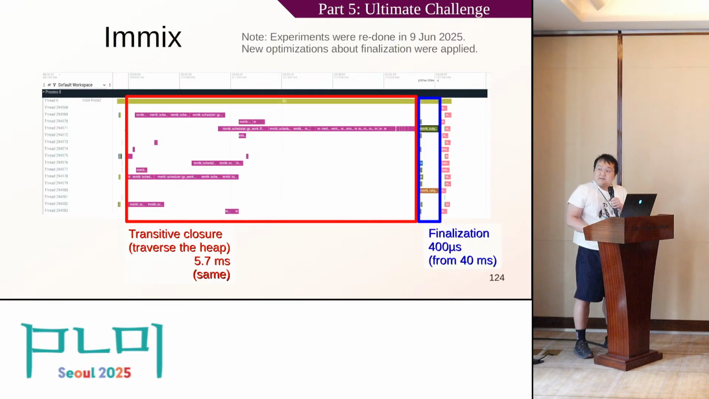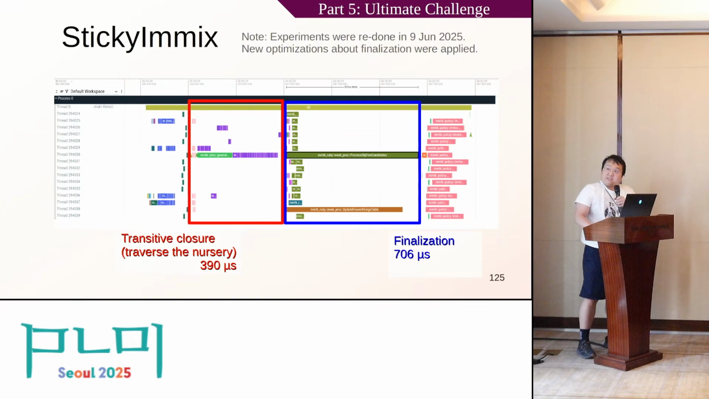And the result is very obvious. You see the finalization becomes much smaller compared to the transitive closure. But remember, this is Emacs. When we switch to sticky Emacs, the transitive closure becomes much faster and finalization becomes the bottleneck again.